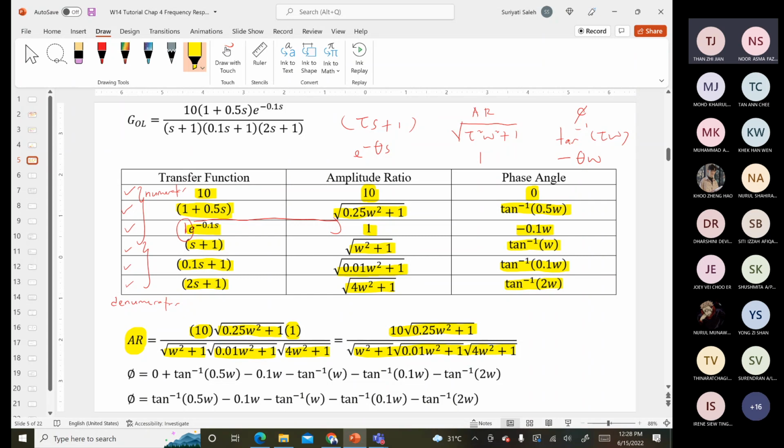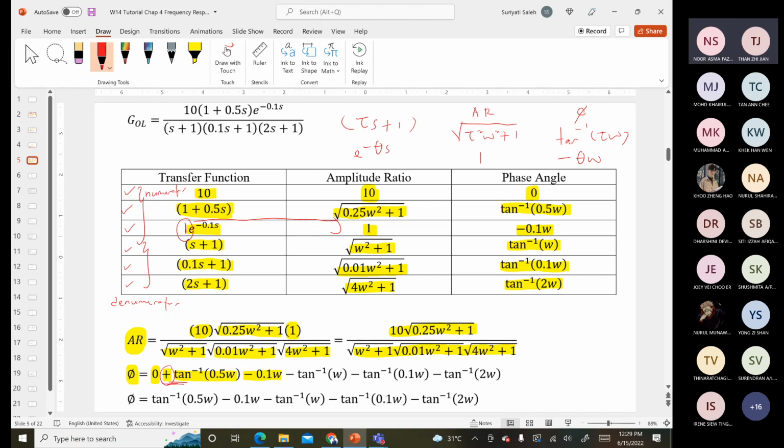And then for phase angle, you can see that initially you have 0. 0 is coming from the transfer function of 10. And then you have plus inverse tangent 0.5 W. And then here negative 0.1 W, because the time delay automatically becomes negative, so you cannot change the sign. But you can see in this case, the inverse tangent is positive.